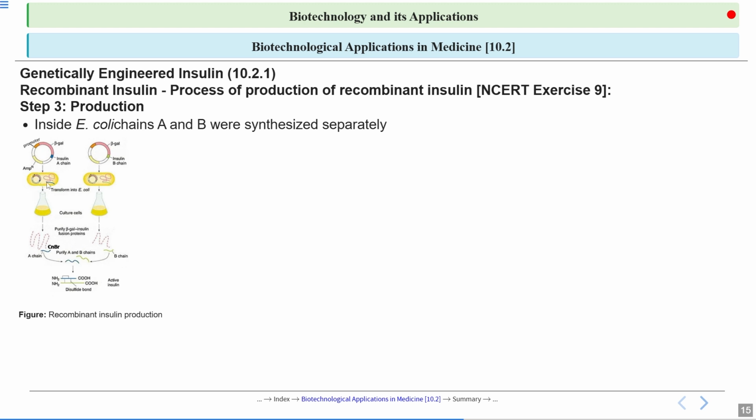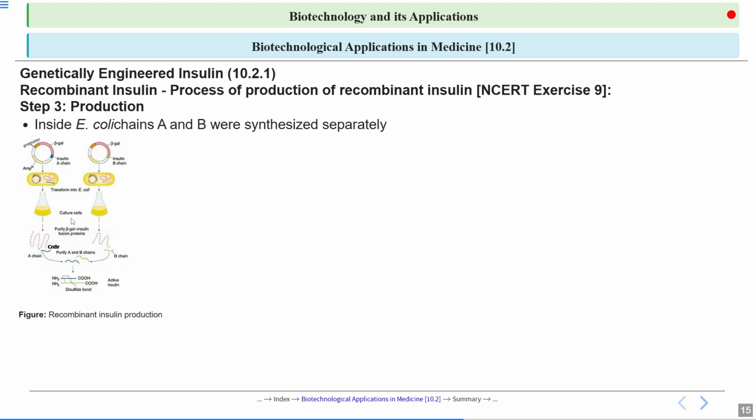We insert them into our host E. coli. Then we check which E. coli has been transformed or not, which we can see because we have selective markers, the beta galactosidase gene and the ampicillin resistance gene. Then we culture this transformed E. coli, which is able to produce these chains of insulin.